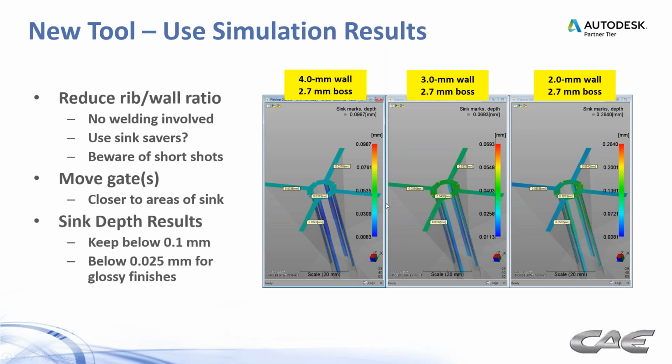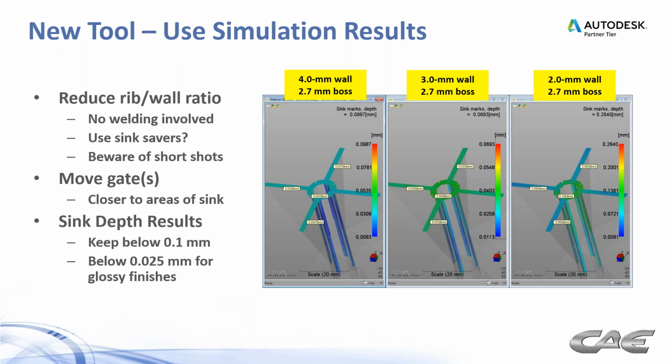And I get a lot of questions. What's the number we need to stay below in Moldflow to ensure that we don't have sink mark issues? So the number we try to stay below is 0.1 millimeters, and if there's glossy finishes, we go about a quarter of that. That seems to have worked.